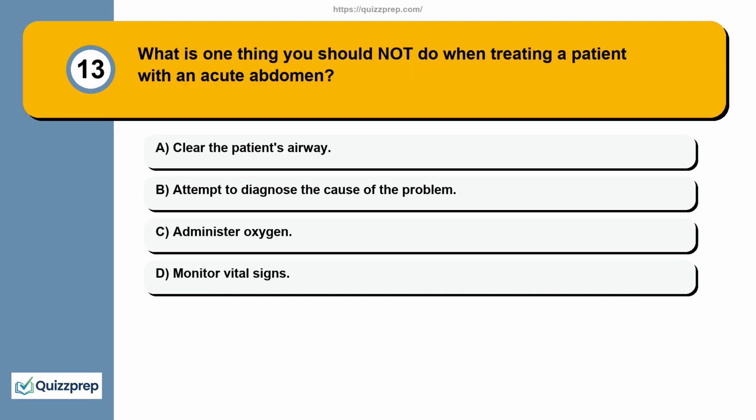Question 13. What is one thing you should not do when treating a patient with an acute abdomen? Clear the patient's airway. Attempt to diagnose the cause of the problem. Administer oxygen. Monitor vital signs.